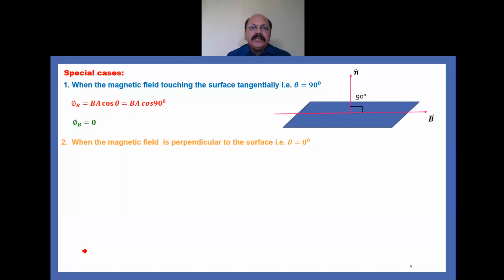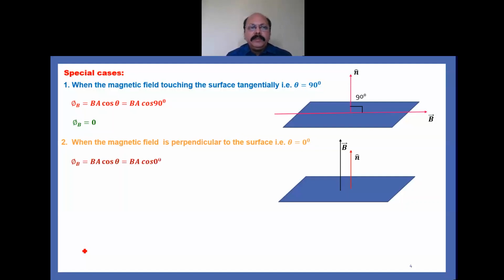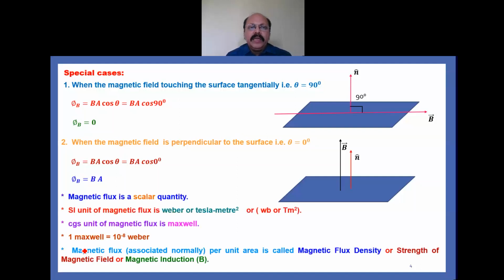Now the second case, when the magnetic field is perpendicular to the surface. In that condition you see the diagram, the magnetic field is perpendicular to the surface, then we draw the normal, and magnetic field and normal both are in the same direction, so the angle theta equal to 0 degrees. Apply the formula phi B equal to BA cos theta, and theta is 0 degrees, so phi B equal to BA cos 0 degrees. Now cos 0 is 1, so phi B equal to BA, that is the maximum value of magnetic flux.